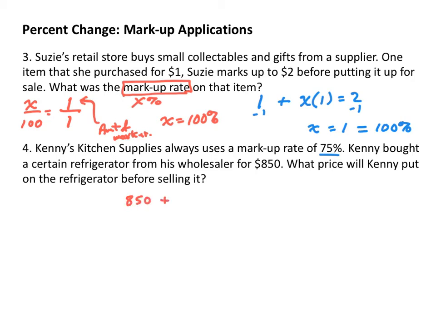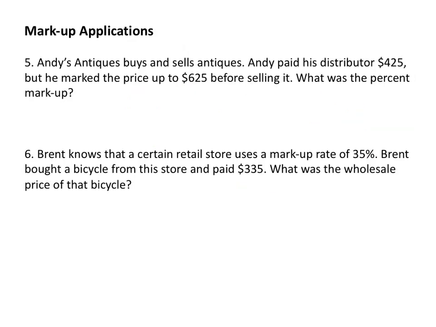He's marking it up, so we're going to add 75%: 0.75 times the original amount, times $8.50, equals the final amount. So simple multiply and add. Okay, so I'm going to let you do that so that we can move on.